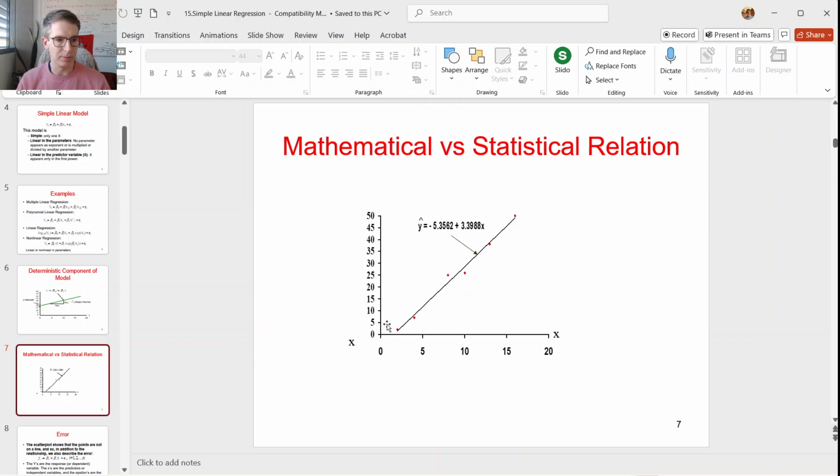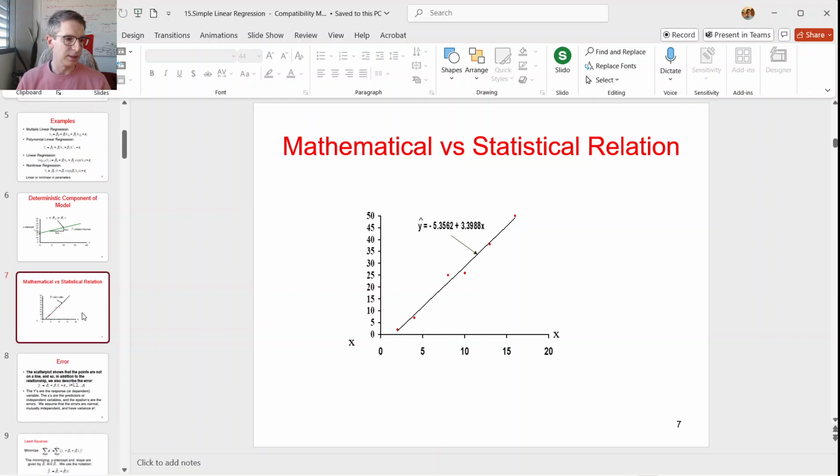I'll show you how it works, but obviously we're just trying to fit this line right in between these points. This is the slope basically of our line. This is our intercept of our line, and this is our slope here, that we're trying to figure out.